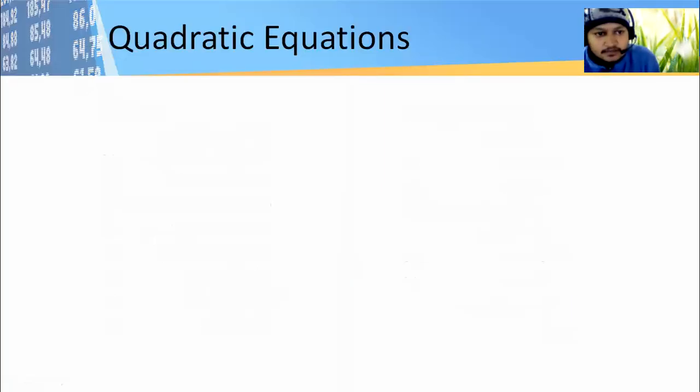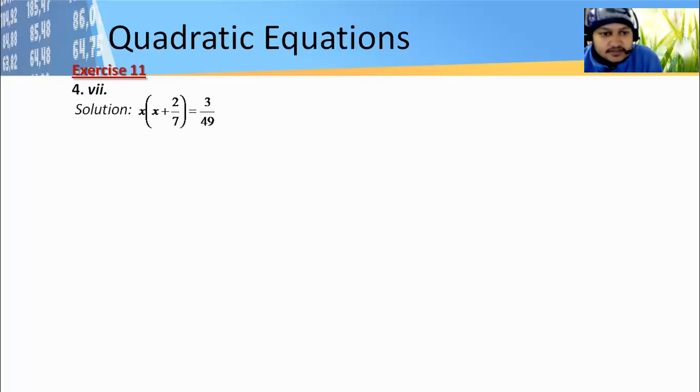Question number 4, 7. Okay, look at this one carefully and try to understand it completely. Question is x times x plus 2 by 7 is equal to 3 by 49. Outside the bracket there is x, inside the bracket there is x plus 2 by 7, is equal to 3 by 49. So now multiply this x inside. X into x, it is x square. X into 2 by 7, it is 2x by 7 is equal to 3 by 49.